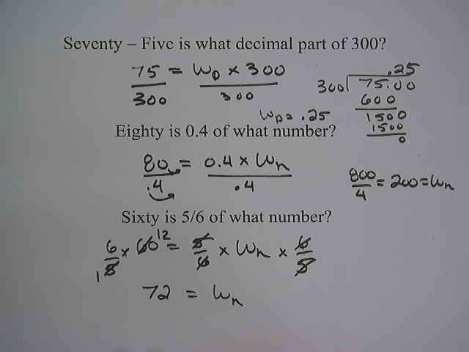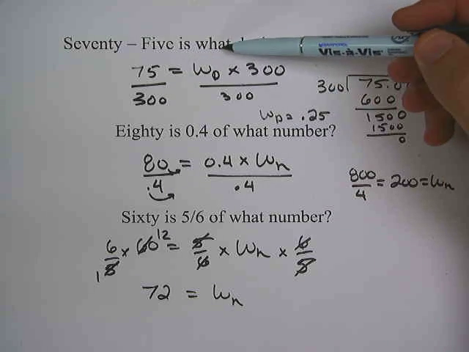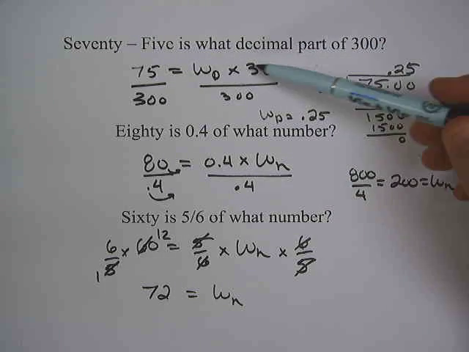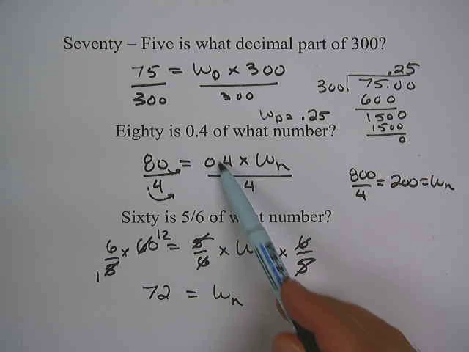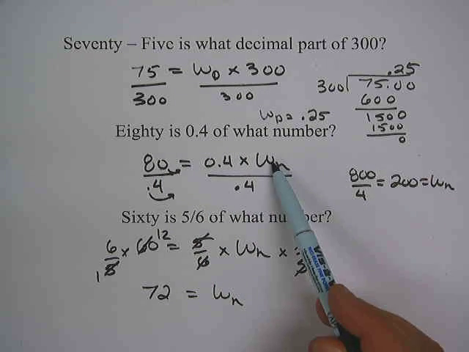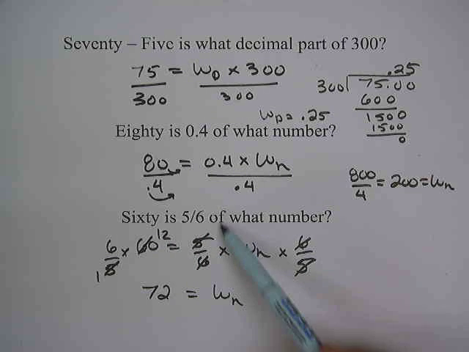So again, it's a very straightforward literal translation. 75 is what decimal part of 300? 80 is 4/10 of what number? 60 is 5/6 of what number? And so by translating those statements into equations, we can solve to find out what the answer is. Good luck.